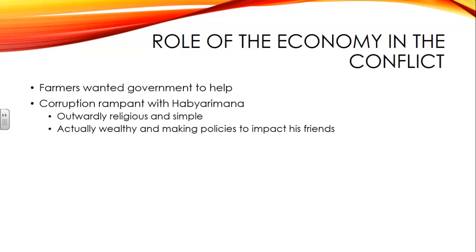Outwardly, Habyarimana is a very religious and simple appearing individual. He likes to talk about his Roman Catholic faith. He likes to really present this to the outward world, and he likes to seem like a very simple, down-to-earth person. However, this is not the reality. Okay, his outward image that he is portraying is different than the inward way he actually is. He might appear very simple and religious. In reality, he is very wealthy, and he is making policies within his government simply to help his friends out. So this corruption is rampant.